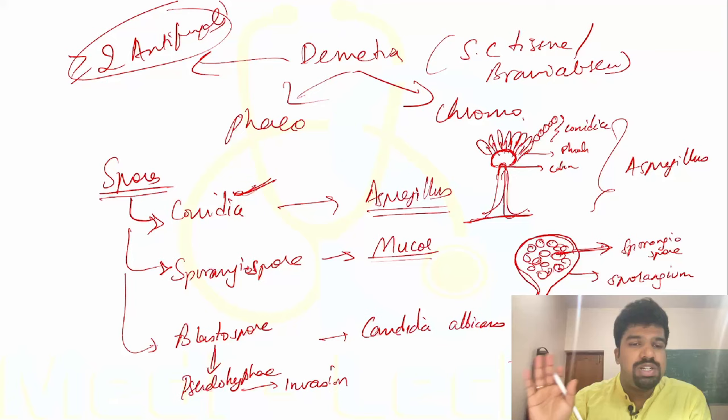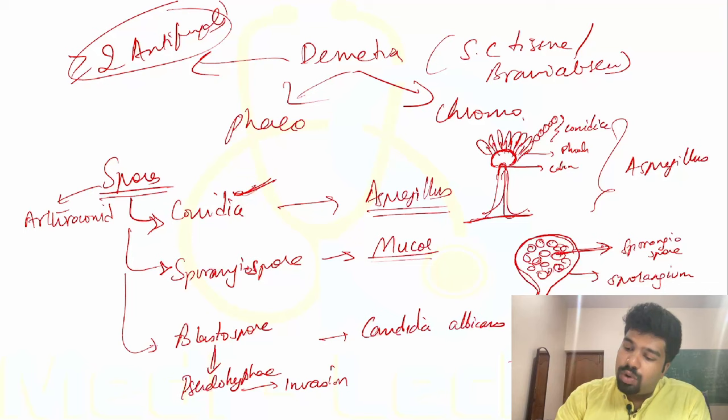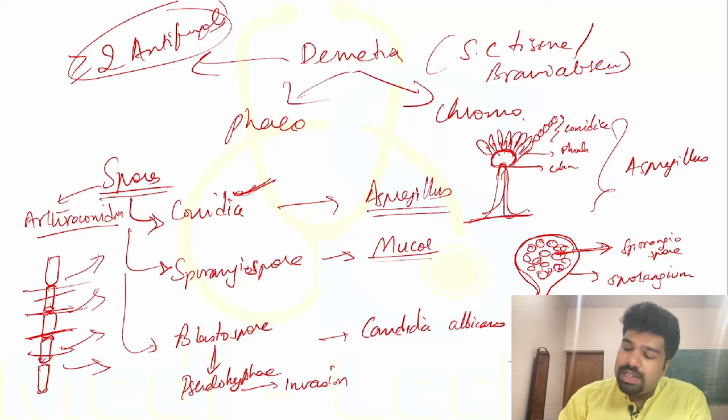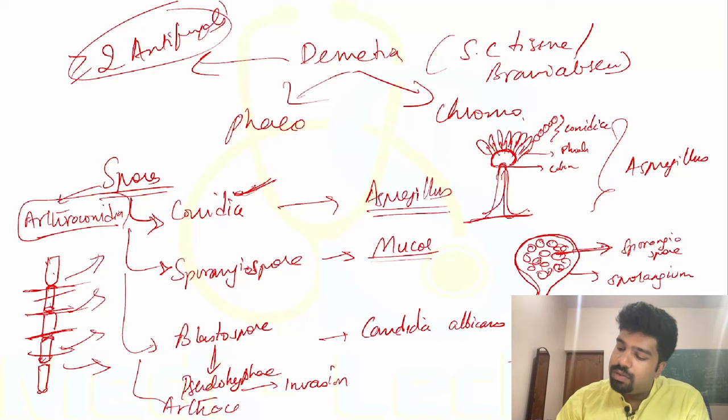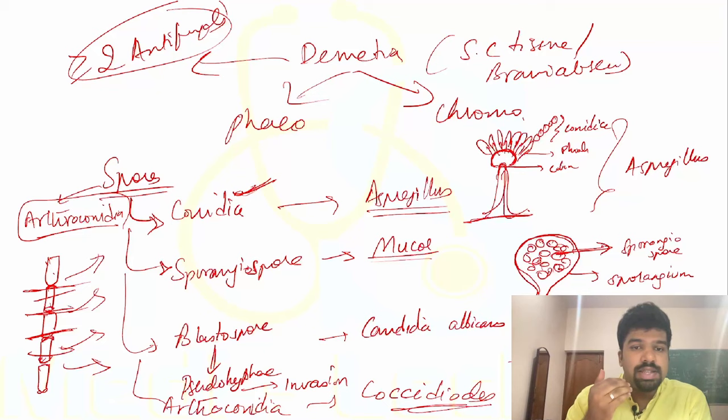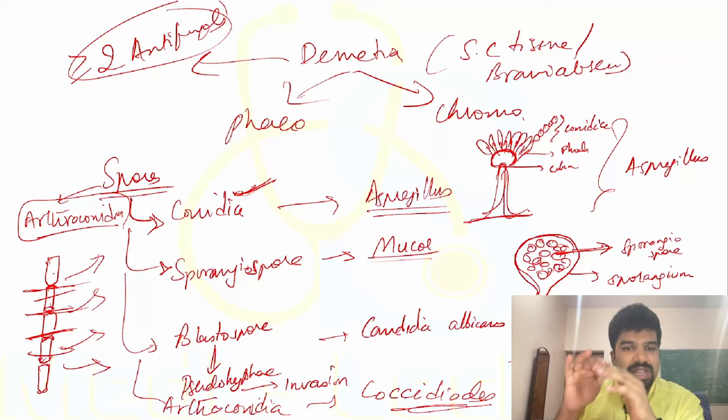Apart from this, these are all usually sexual stage spores. You have another spore called arthroconidia. Arthroconidia is when there is a jointed mycelium like this, and each one individually behaves as a spore, gets disconnected and goes into the atmosphere. These disjoint spores are called arthroconidia. Arthroconidia is the most inhalational form in Coccidioides. So Coccidioides gets inhaled as arthroconidia, goes inside the body, and remains as a yeast-like spherule. Otherwise, it will remain as mycelium.